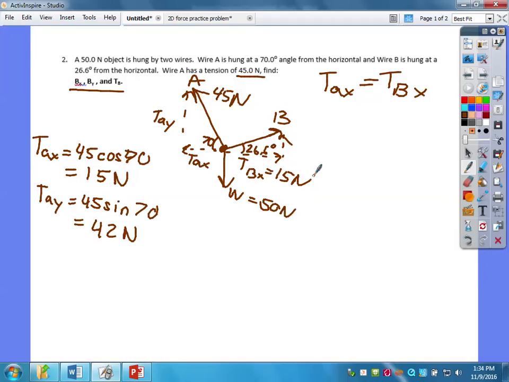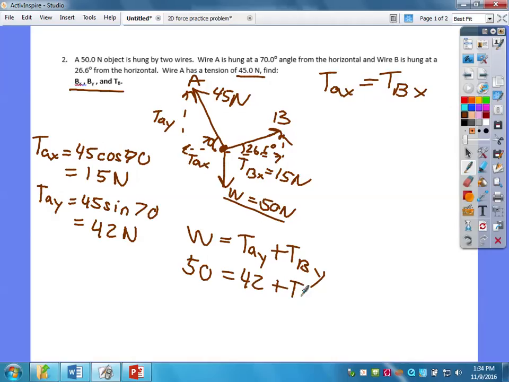Now with that, you could use the angle and solve for the rest of them, but I'm going to go a different way. I'm going to use TAY because I want to relate it to the weight. Weight equals TAY plus TBY. If the weight is 50 newtons and TAY is 42, what needs to be added to that? Well, TBY must be 8 newtons.